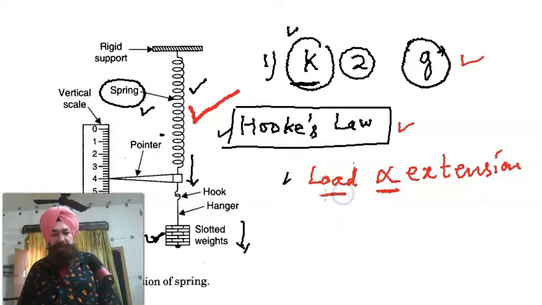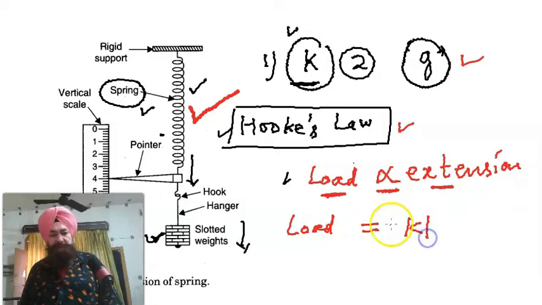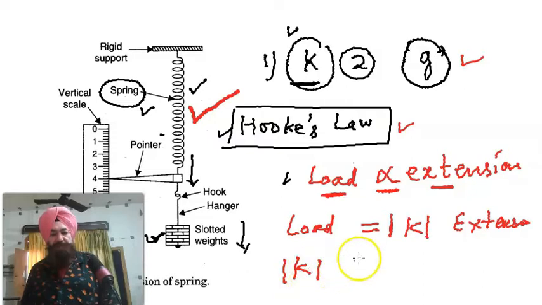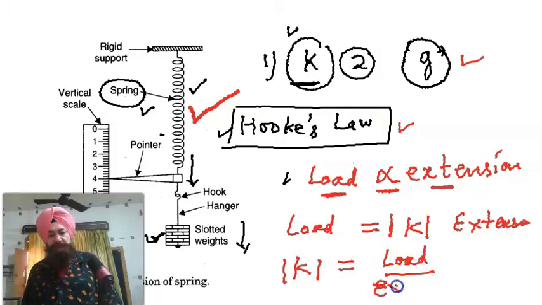Remember, load is less, small extension. Load is big, heavy, more extension. Replacing it by a constant sign, load is numerically equal to a constant into the extension. Then this K is called the force constant. The force constant is load per unit extension.